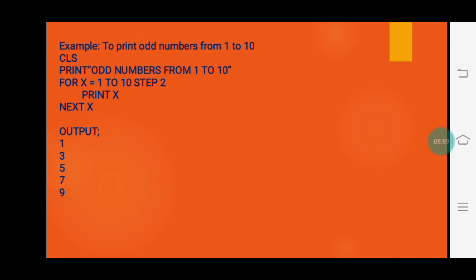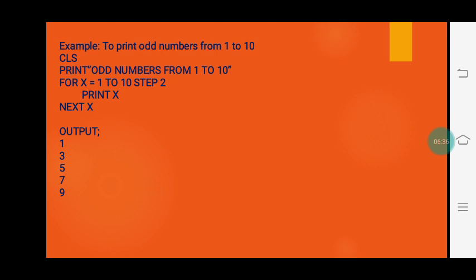Here print x means the value of x is now 1. Then 1 plus 2 is equal to 3. Now the value of x is 3, then 3 plus 2 is equal to 5. So the current value of x is 5. Again 5 plus 2 is equal to 7. Then the current value of x is 7. Then 7 plus 2 is equal to 9, and 9 plus 2 is equal to 11.